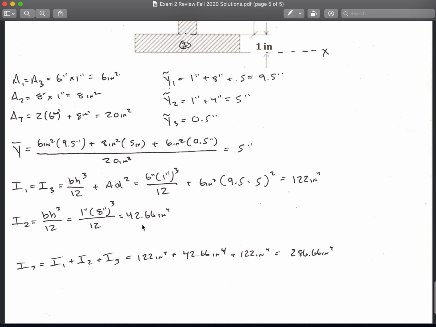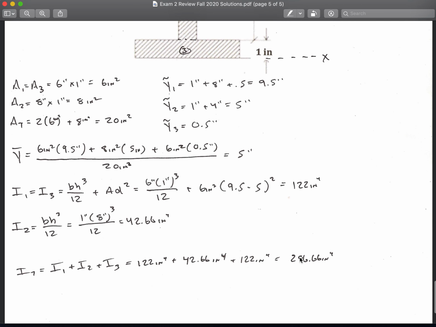Okay, but then the middle part is different. For the middle part, its y squiggle is the same number as y bar, so I don't need the parallel axis theorem portion. So it's just base times height cubed over 12. Its base is 1 inch times 8 inches height cubed divided by 12, which is 42.66. Then I just add these all up. 122 plus 42.66 plus 122 again equals 286.66 inches to the fourth.